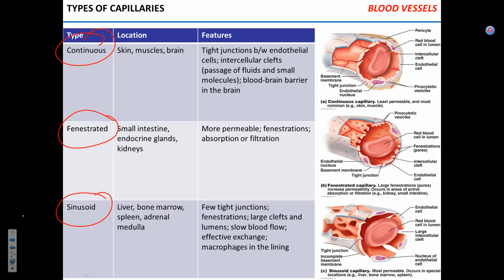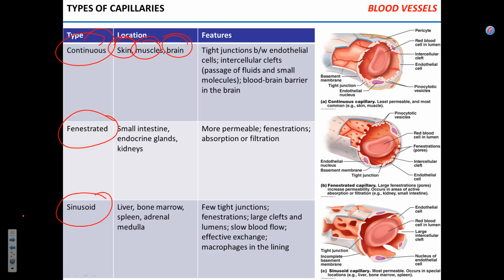Good? So continuous capillaries are least permeable. They provide pretty good separation of the blood and the tissue. They can be found in structures like the brain, where you don't want a lot of exchange between the blood and the tissue, except for respiratory gases and basic wastes. You don't want cells to go back and forth because that may also bring pathogens. Does that make sense? So this is skin, muscles, and brain. Okay?